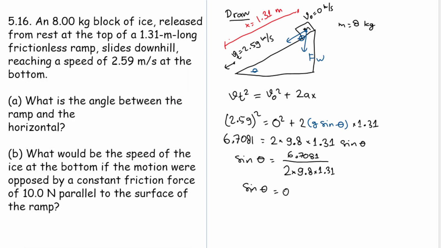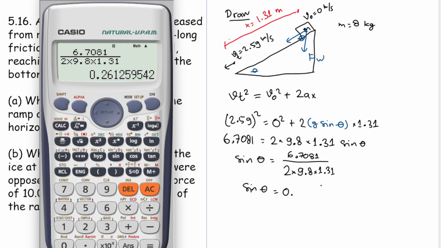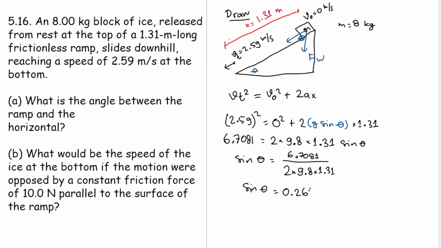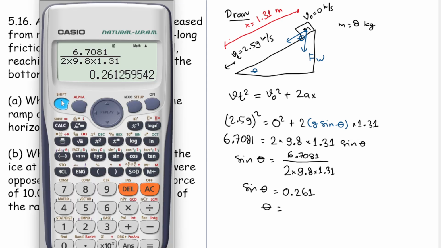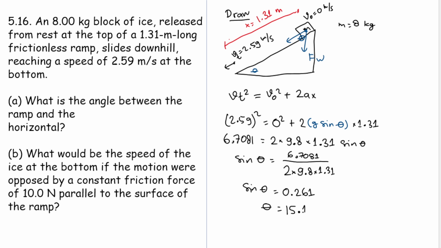So I'll have 0.261. Then we can calculate theta, which is the inverse sine of 0.261, and I will have 15.13 degrees. That is the answer for question A. Good, and now let's move on to question B.